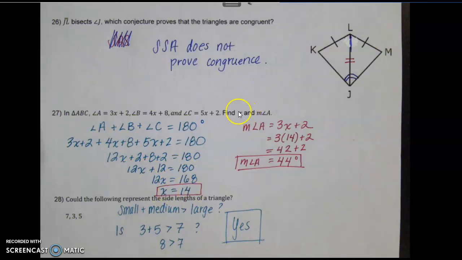Now, I'm not done there. Always read your problem carefully. It says find x and the measurement of angle A. Measurement of angle A is given to me, so I have to do 3 times 14 plus 2, which gives me 44.